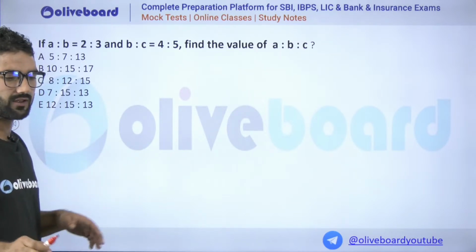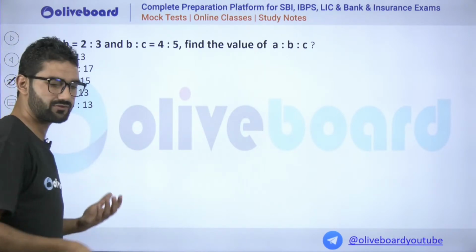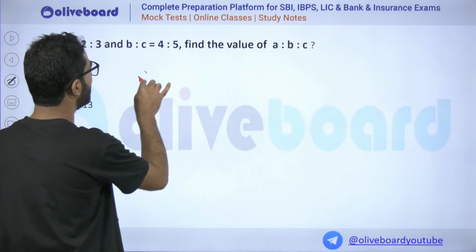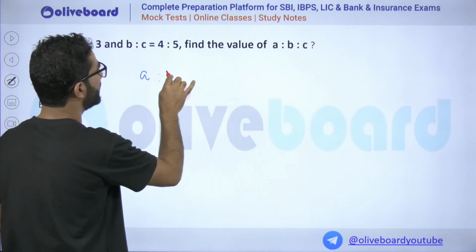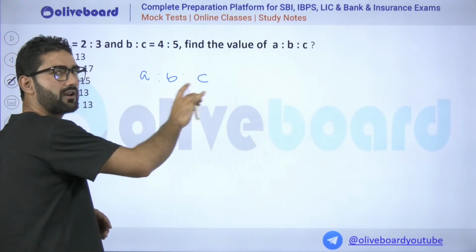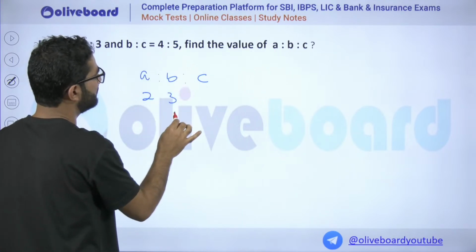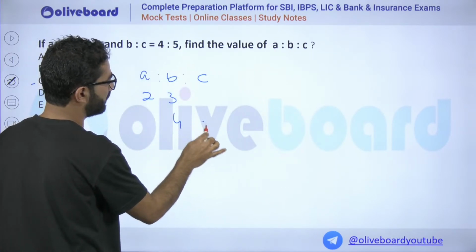Okay, I know you will definitely calculate this value with the help of multiple tokens. What I am doing is, if we have A, we are going to calculate A is to B is to C. Now, what is the value of AB? So 2 is to 3. What is the value of BC? We can write that below, 4 is to 5.